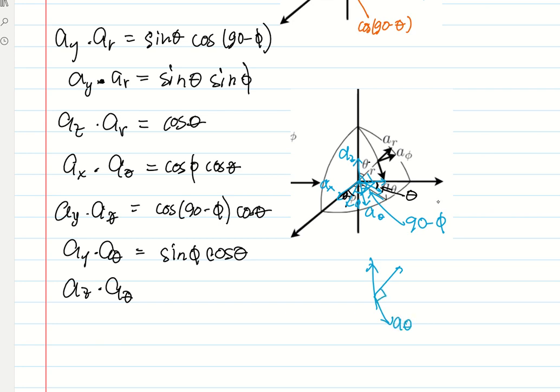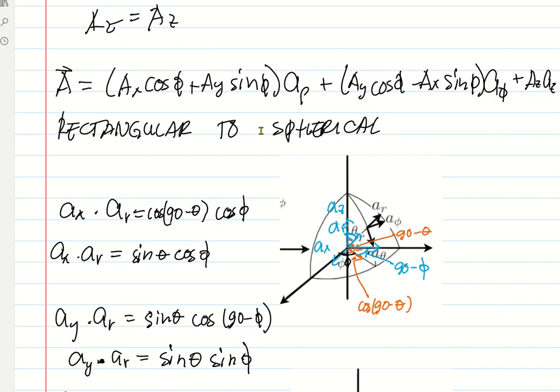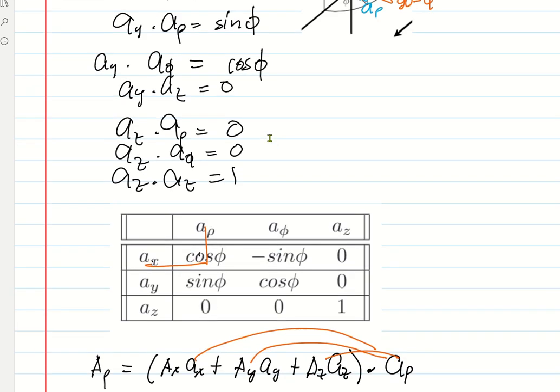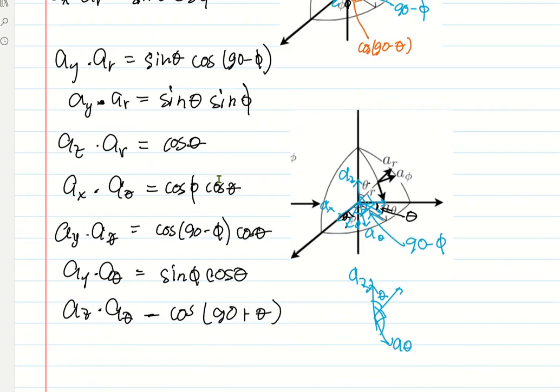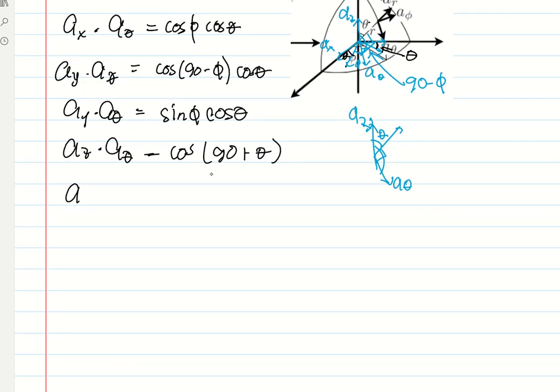This is 90 degrees. And this is theta. So if this is AZ and this is a theta, what's the angle here? It should be theta plus that 90 degrees. So this is just equal to cosine of theta plus 90 degrees. But what is cosine of 90 plus theta? We already solved it here. Cosine of 90 plus theta is just equal to negative sine theta. So AZ dot a theta will be equal to negative sine of theta.